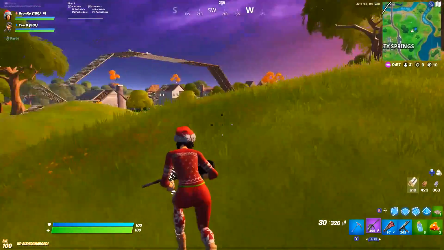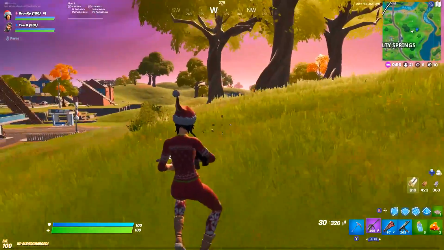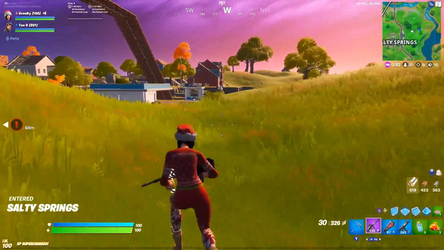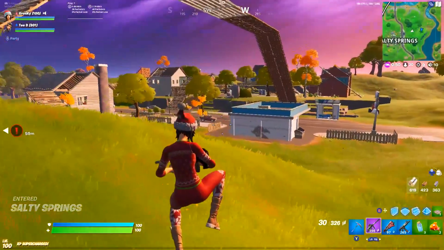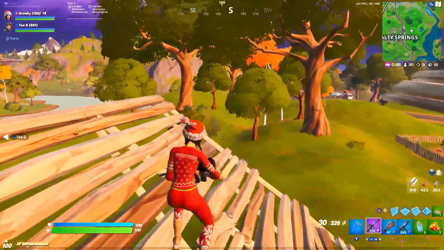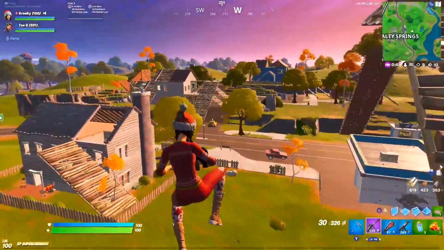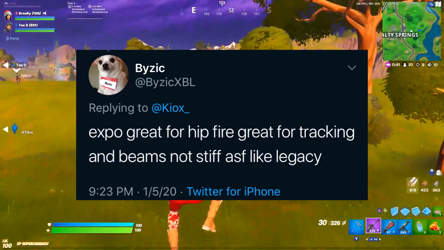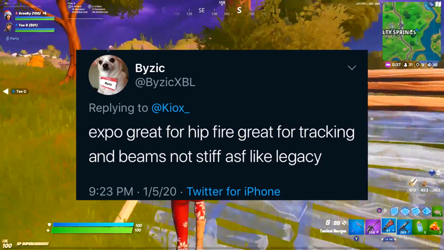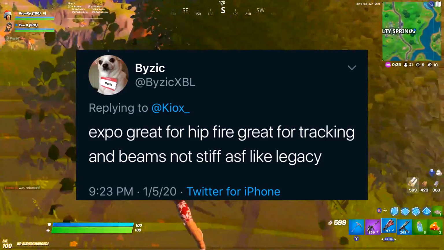And after I share the full results, I'll explain my theory for why a significant chunk of these top console players are using Exponential. But here's a tweet from Bizik that kinda gives a preview. Someone asked why he used Exponential instead of Linear or Legacy, and he replied saying, "Expo is great for hipfire, great for tracking and beams, but it's not stiff like Legacy."